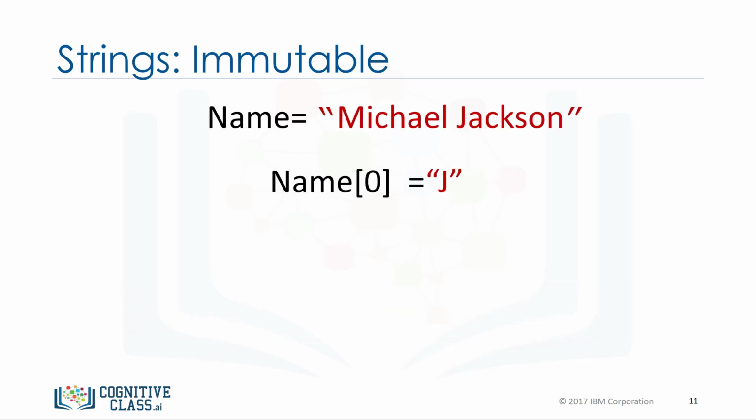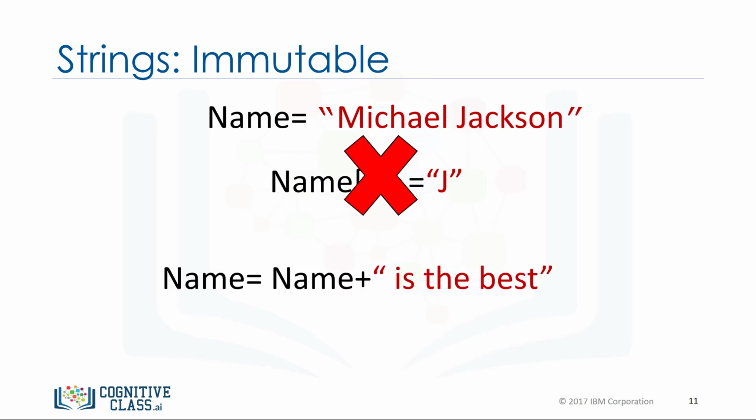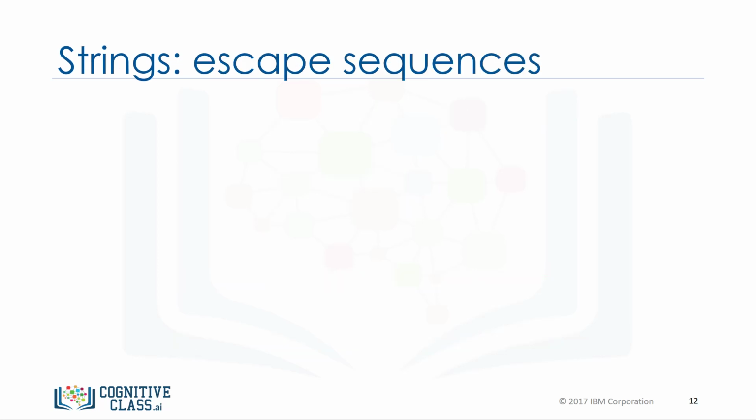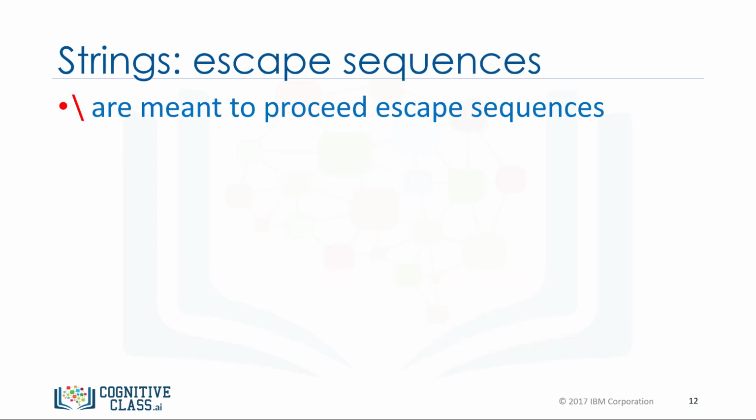This means you cannot change the value of the string, but you can create a new string. For example, you can create a new string by setting it to the original variable and concatenating it with a new string. The result is a new string that changes from Michael Jackson to Michael Jackson is the best. Strings are immutable. Backslashes represent the beginning of escape sequences.